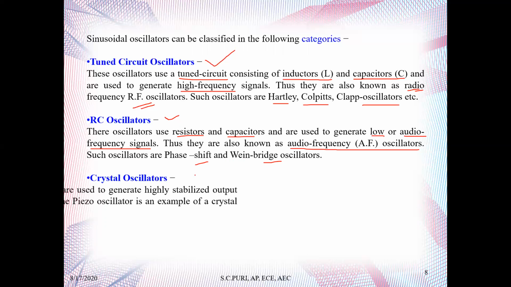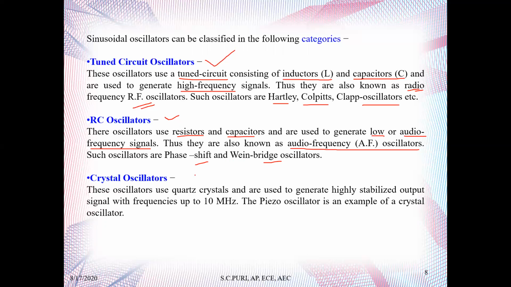Now we're coming to crystal oscillators. These oscillators use a quartz crystal and are used to generate a highly stabilized output signal with frequency up to 10 MHz. The piezo oscillator is an example of a crystal oscillator. We know that it's used in watches and so on.